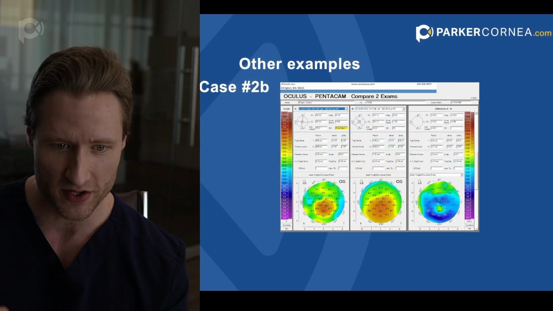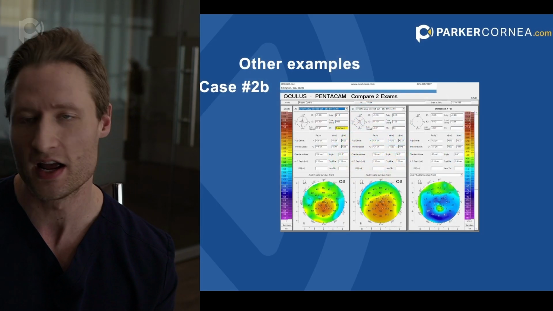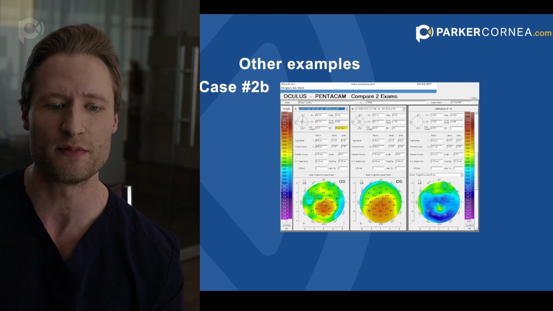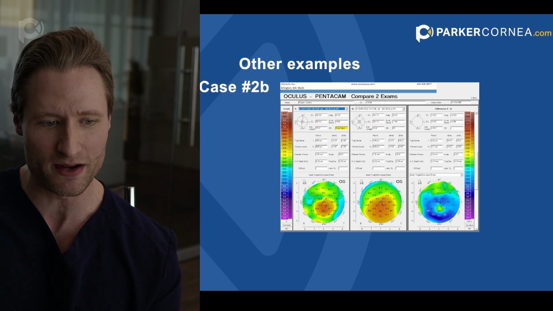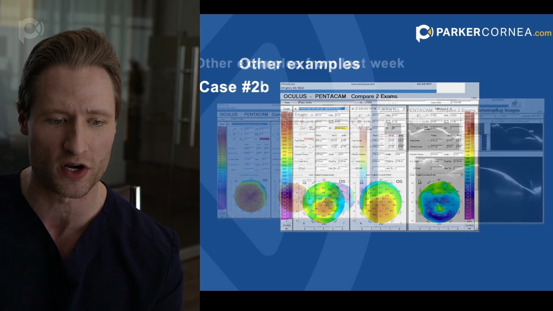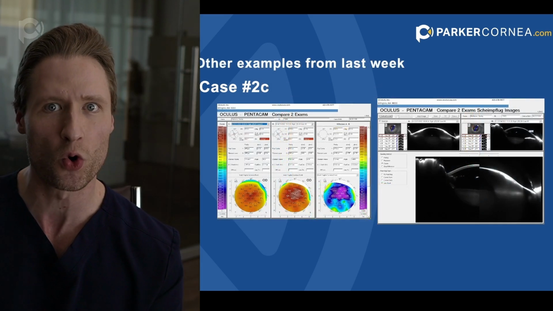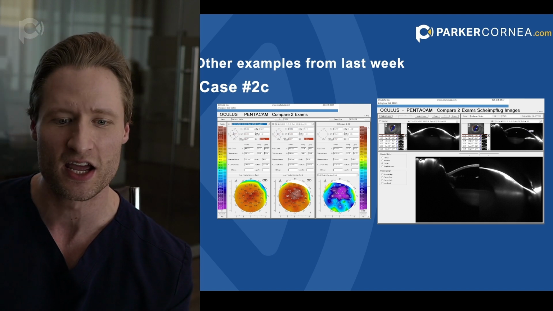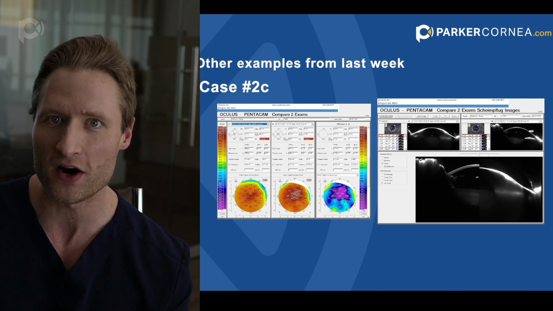Here's another example. This is a patient that had CAIRS done. The centermost image, that's the preoperative image. The leftmost image, that's the postoperative. And the rightmost, that's the difference map. And you can see what a drastic change in the shape of the cornea. Turns out this is even more effective. You can get 20 or 30 diopters of flattening if you perform this procedure in a very ectatic cornea.